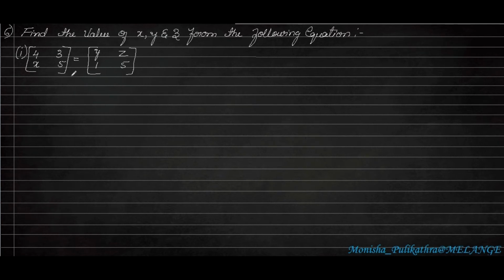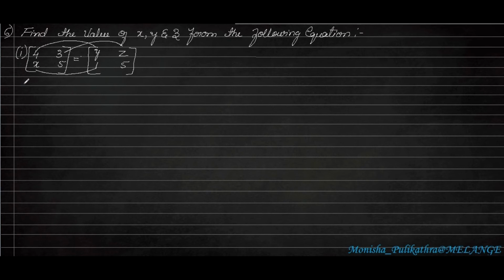Moving on to the sixth question. Here we have to find the value of xyz from the following equation. Here the first matrix is already given, it is equal to the second matrix. Since the first matrix is equal to the second matrix, the elements will be equal to the elements in the other matrix. That is, y is equal to 4, x is equal to 1 and z is equal to 3. Why? Because both the matrices are equal to each other.